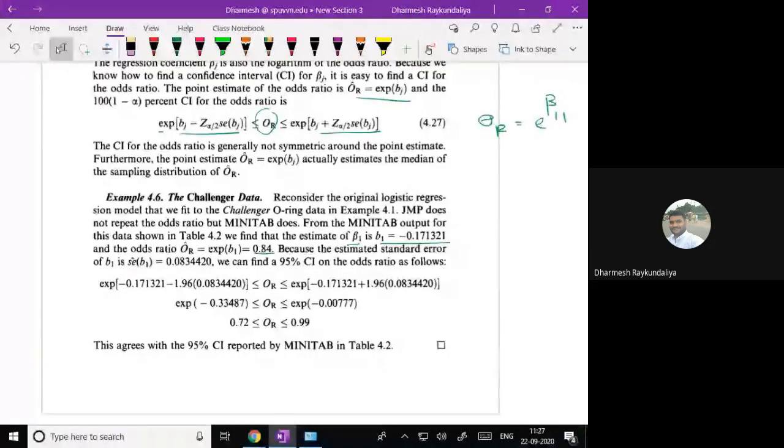So what should be the range of the odds ratio with 95% confidence interval? Use the above formula. This is the lower bound of the individual regression coefficient; take the exponent of that. This is the upper bound of the regression coefficient; then take the exponent of that. It is giving the odds ratio: this is the lower bound of the odds ratio, and this is the upper bound. So it is giving 0.7 to 0.99. That means the 95% confidence interval of the odds ratio is 0.72 to 0.99.